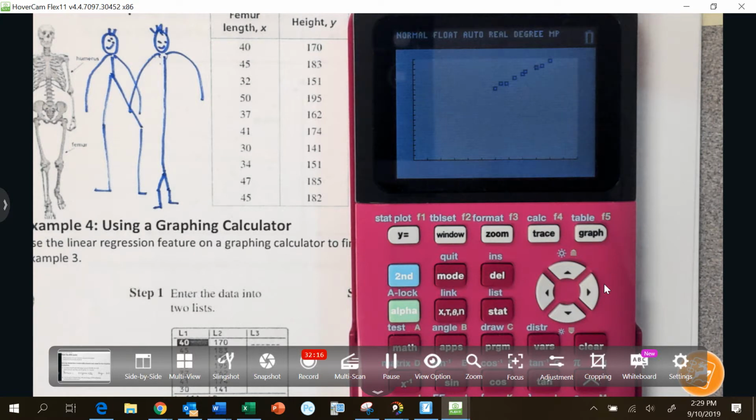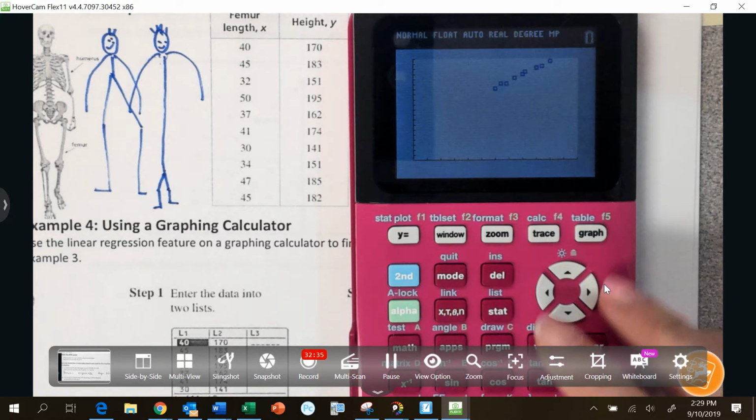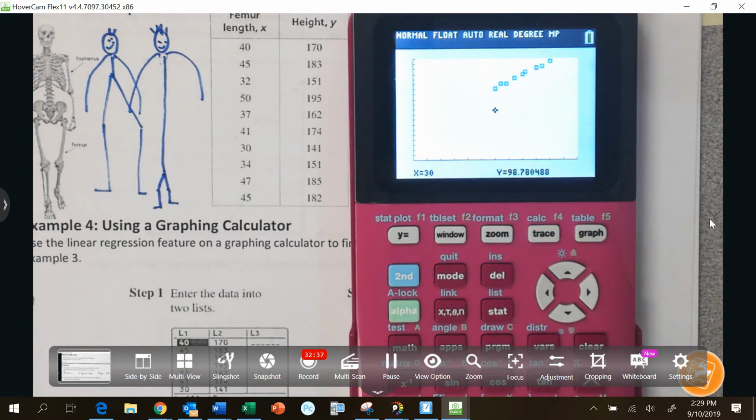I am trying to troubleshoot everybody. Select stat, edit, and one of the numbers you put in, I can see it. If you fix that one and then you hit graph again, it'll fix it. Has anyone found your egg yet? Yes. Okay.